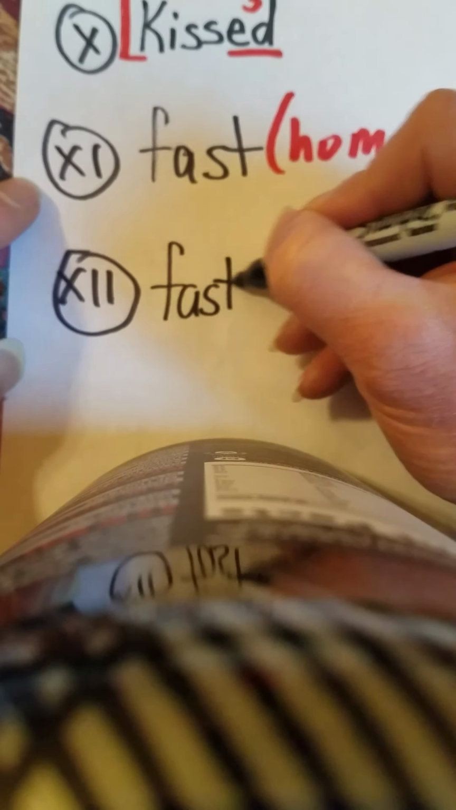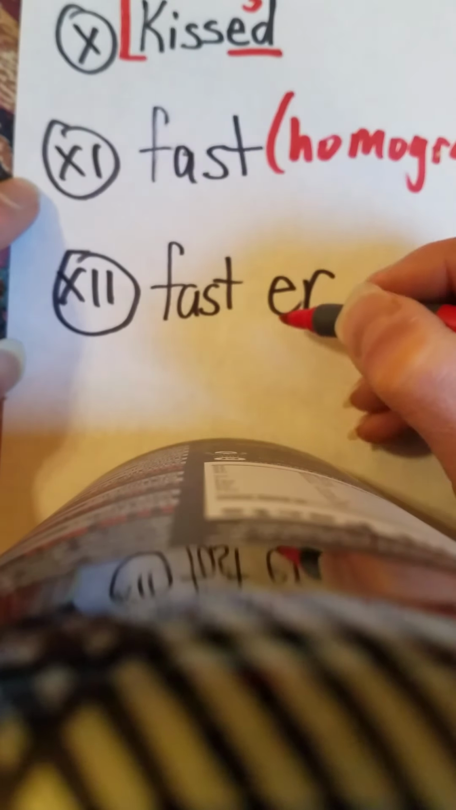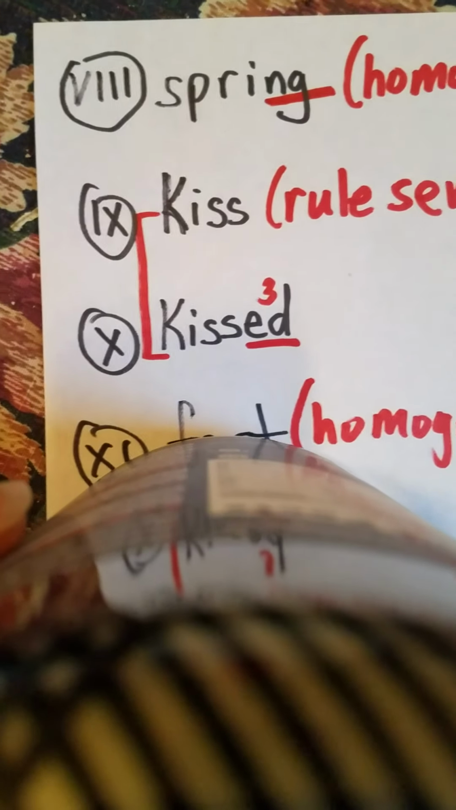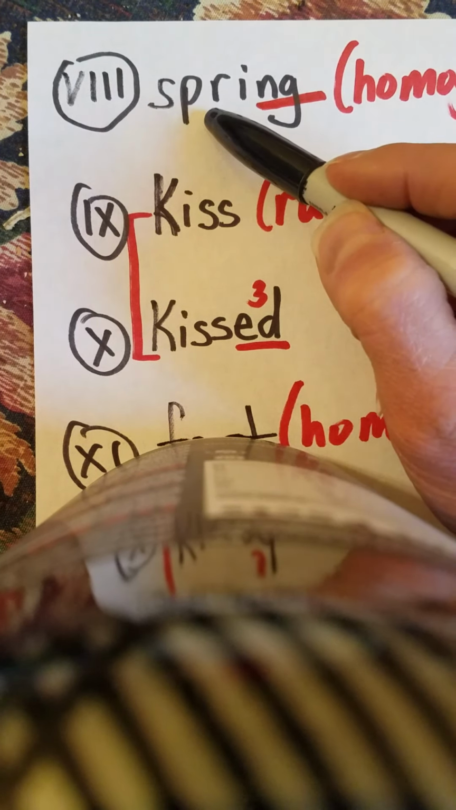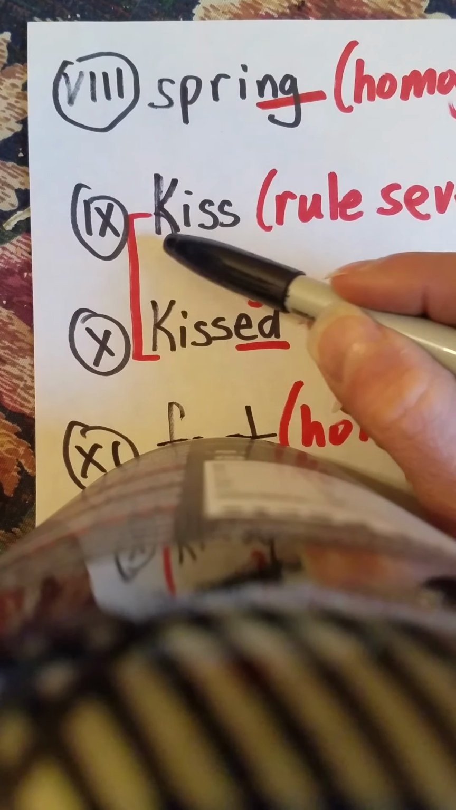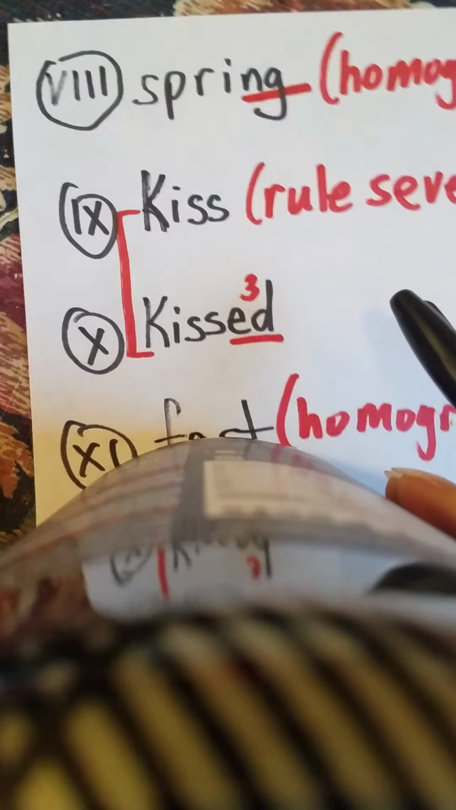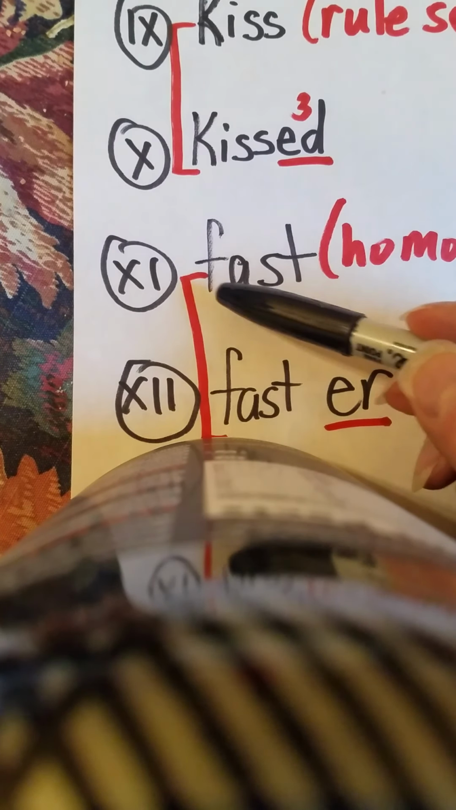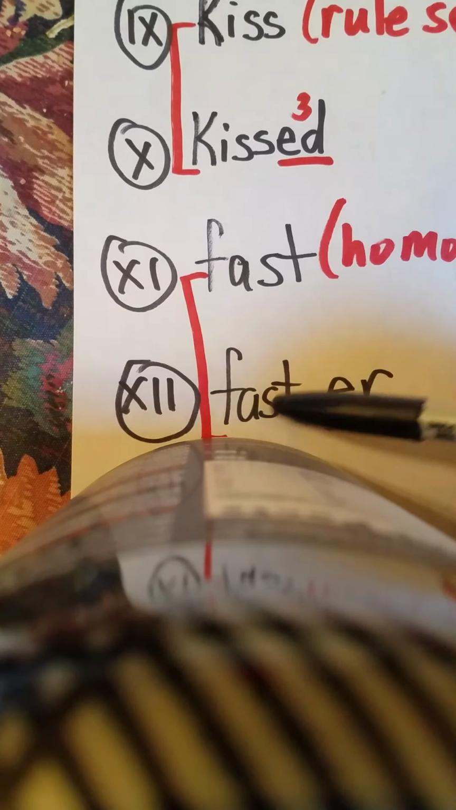And the last word is the word faster. What's the word? John Carlos was running faster and faster so he could win the race. First syllable, fast. Second syllable, er. Faster. How do we mark this up? Great. Underline the er. What do we do with these 2 words? Exactly. Brace. So let's go back up to the top. Spring. Kiss. Kissed. Fast. Faster.